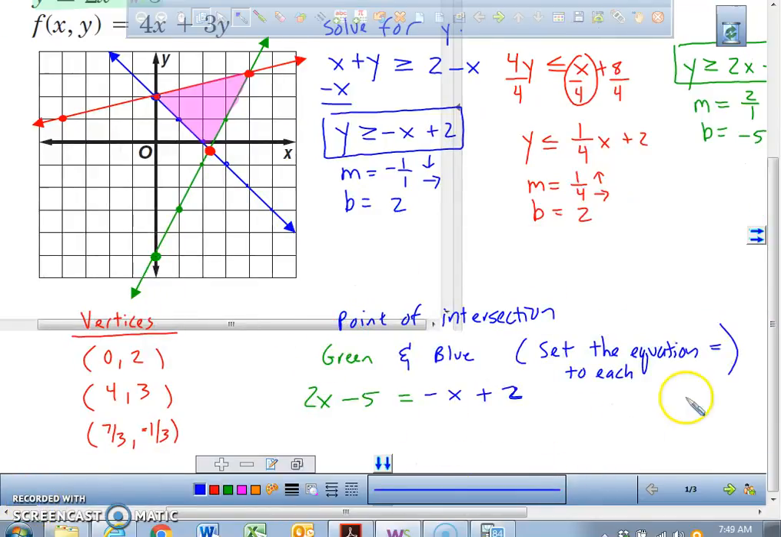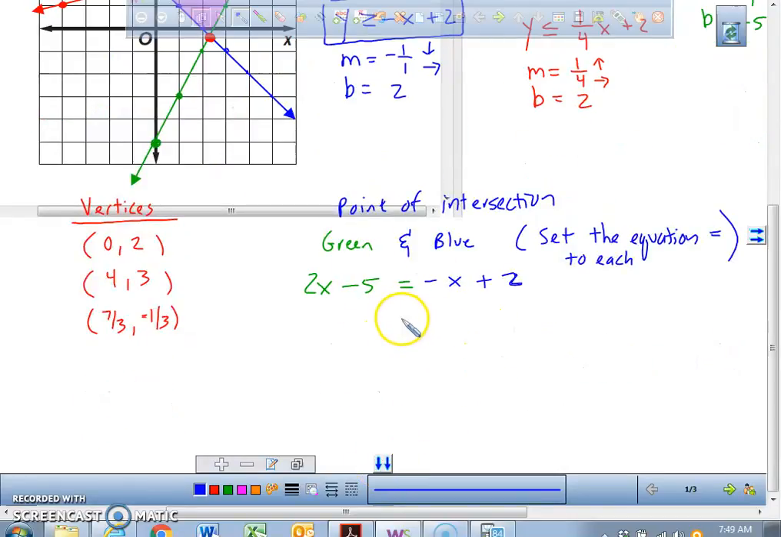All right, quickly right now, if you wanted to find the point of intersection just by hand, one strategy is you could set the equations equal to each other, since you've already changed them to y equals form. And if we're going to solve for x, all we have to do is add x to both sides. And now you have 3x. And then you could add 5 to both sides, and you get 7.